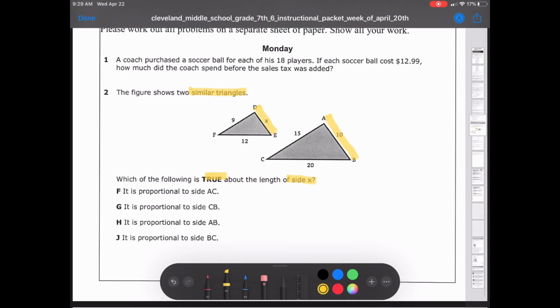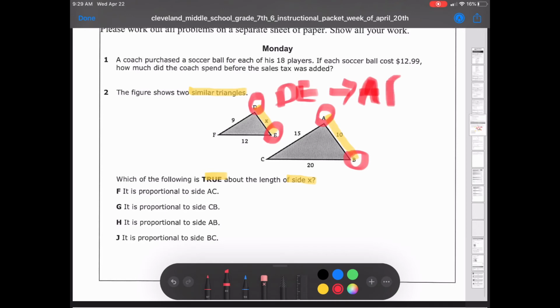So we could call this side DE corresponds with side AB. This is a terrible marker to use, but I'm doing it anyway. AB. All right, so let's take a look here.